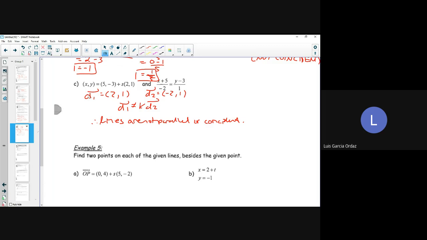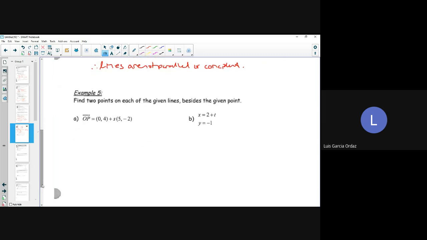All right. So now my last one is find 2 points on each of the given lines besides the given point. All this really means is sub in a value for your S or your T and give me a different point on the graph. So for example, let's sub in S is equal to 1, which means I get (0, 4) plus 1 times (5, -2), which gives me (0, 4) plus (5, -2). And I'll just say 0 plus 5 and 4 plus -2. So I have a point 5 and 2.